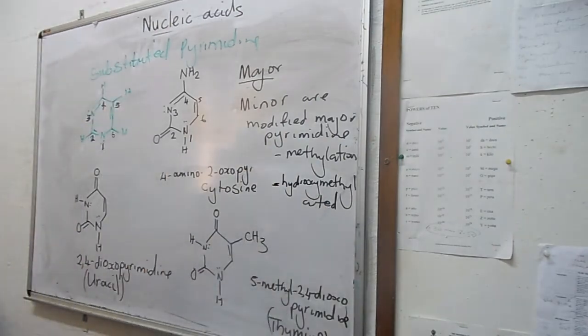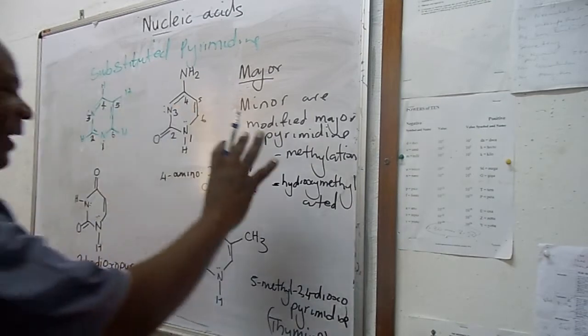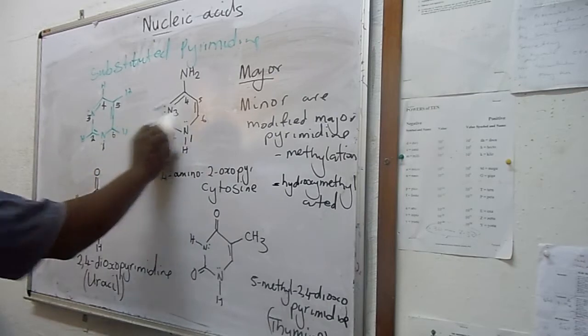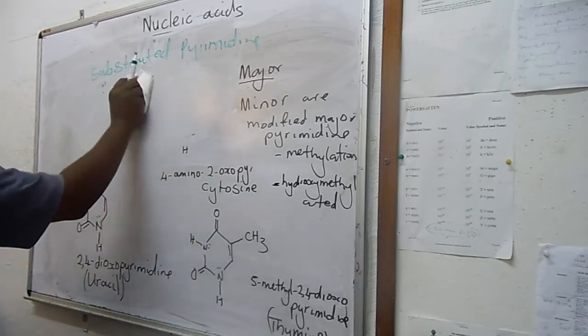Sort of, you methylate it and then you hydroxylate the methylation itself. Okay? Those are commonly pyrimidines that you may find existing. But these are called the minor pyrimidines. Okay? So let me just give you one example of a minor pyrimidine.